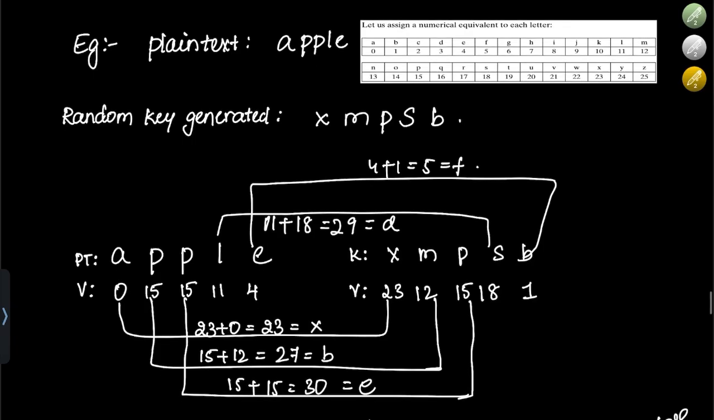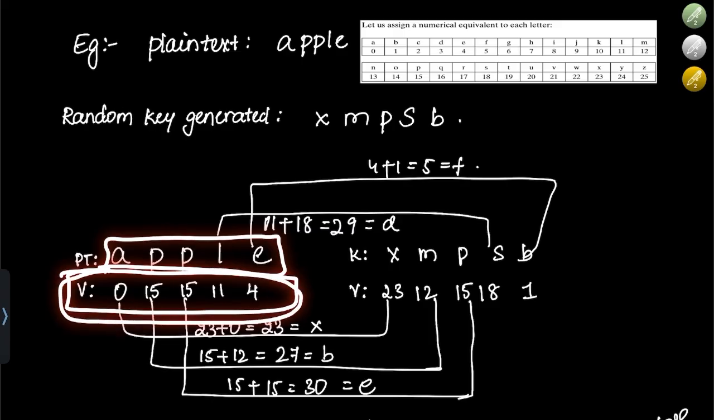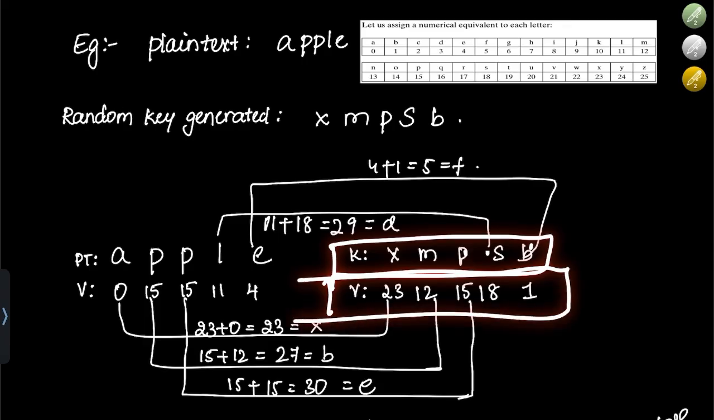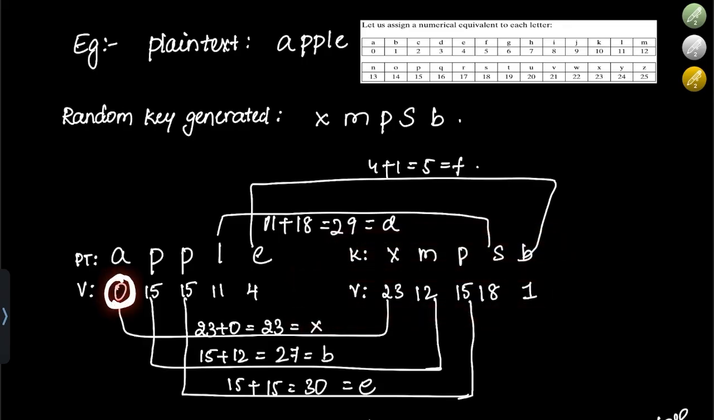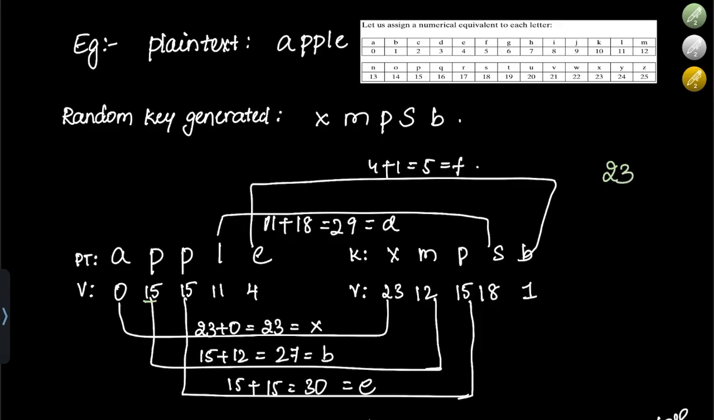Let me write down the plain text APPLE, and I have written the number equivalents also. For A it is 0, for P it is 15, for L it is 11, for E it is 4. Next, I have the key value XMPSB, and I have written its numeric equivalents. Done. Now the first thing I have to do is consider this A, the first alphabet, and add it with the first alphabet of the key, X. So 23 plus 0 is equal to 23. Next, 15 plus 12 is 27. Next, 15 plus 15 is 30. 11 plus 18 is 29. Next, 4 plus 1 is 5.